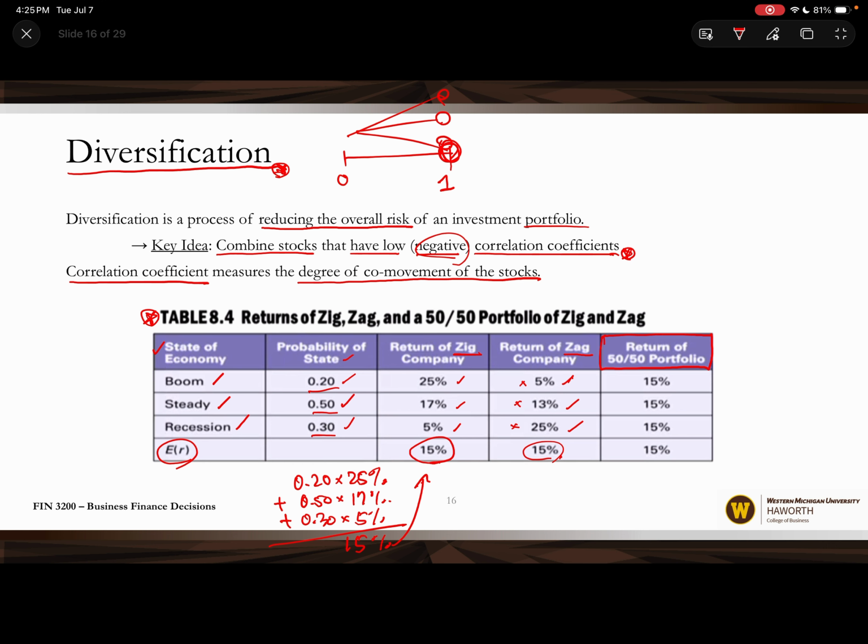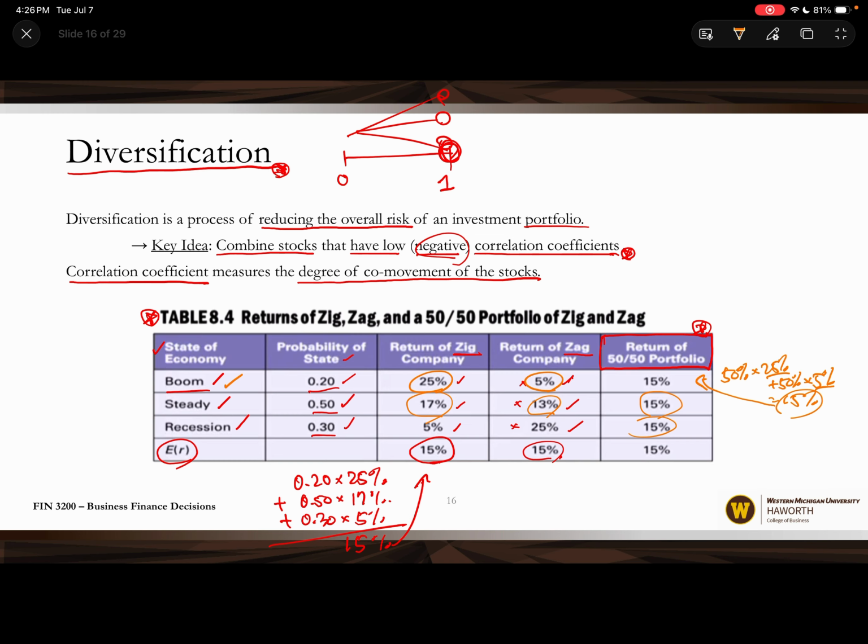And the 50-50 portfolio is also easy to calculate. So in a boom state, we're only going to look at these 2 numbers. That is, if you put in 50% of your money in Zig, then the return that you get is 25% on that. And you also have 50% of your money in Zag, which generates a 5% return in the boom state. So this is 15%. And same thing here: 17% times 50 plus 13% times 50 equals 15, and so on.